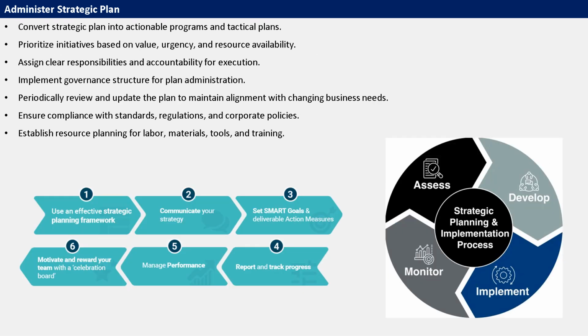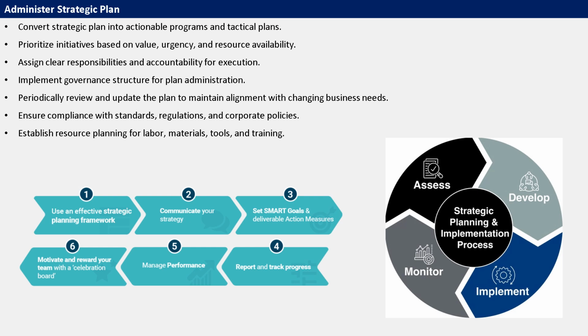Administer strategic plan. Convert the high-level strategic plan into actionable programs and detailed tactical plans that guide day-to-day maintenance and reliability activities. Prioritize initiatives based on factors such as value creation, urgency of needs, and availability of resources to maximize impact and efficiency. Assign clear roles, responsibilities, and accountability to individuals or teams responsible for executing specific parts of the plan. Implement a governance structure to oversee and manage the administration of the plan, ensuring effective monitoring and control.